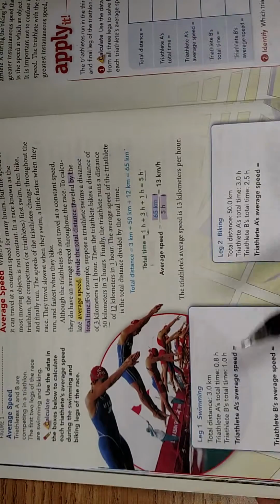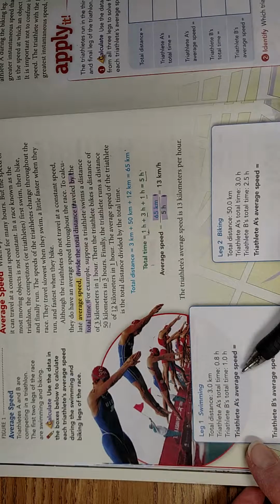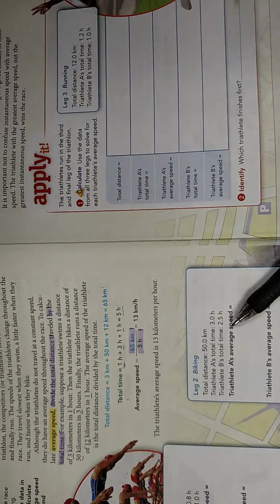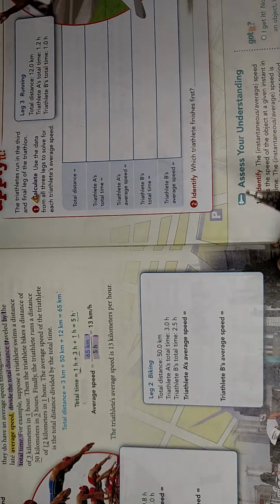Go ahead and try it on your own by figuring out the swimming average speed for A and B, and also the biking leg, the average speed for A and B. Go ahead and pause and calculate those out.